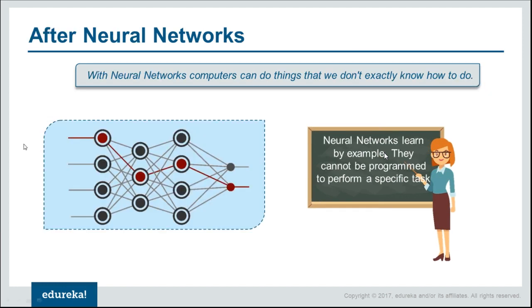Then as neural networks arose, what started happening? Computers started doing things that we don't exactly know how to do. There are problems where I don't know how to tell the computer what to do. Let's say a face recognition system. I see the people around me and I recognize, oh, that is this person and that person. But if I have to program my computer by simply telling it the steps, step one is this, step two is this, and so on, the computer will not be able to do these things.